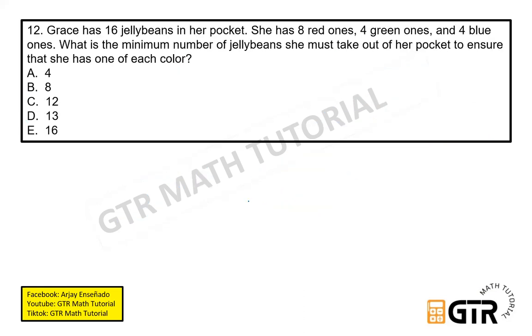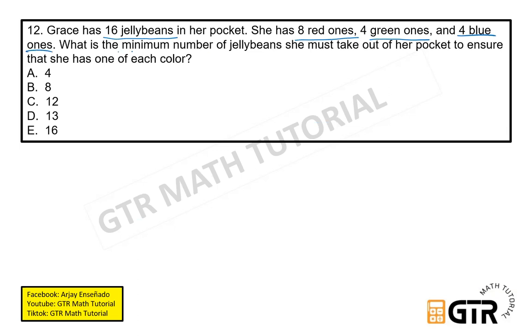Okay, so next number 12. Grace has 16 jelly beans in her pocket. She has 8 red ones, 4 green ones, and 4 blue ones. What is the minimum number of jelly beans she must take out of her pocket to ensure that she has one of each color? Okay, so meron siyang total na 16 jelly beans, 8 red ones, 4 green ones, and 4 blue ones.